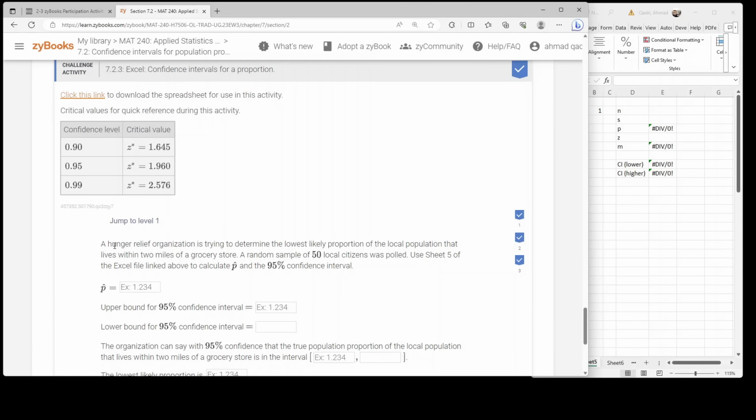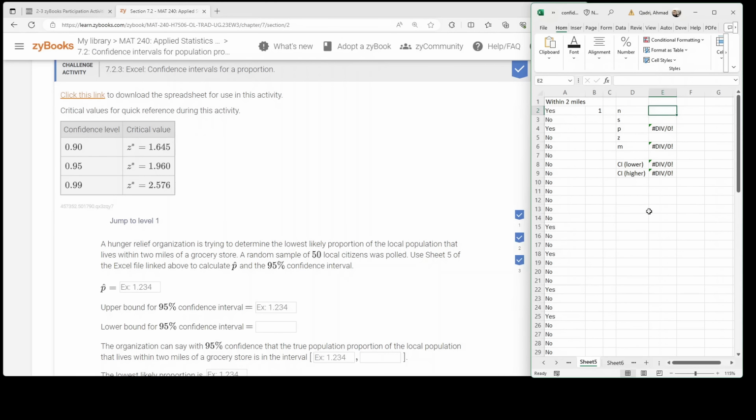The next question here is a hunger relief organization is trying to determine the lowest likely proportion of the local population that lives within 2 miles of a grocery store. A random sample of size 50 is drawn. Sheet 5 is where we're working, so I've already set it up here. So let's look at this.